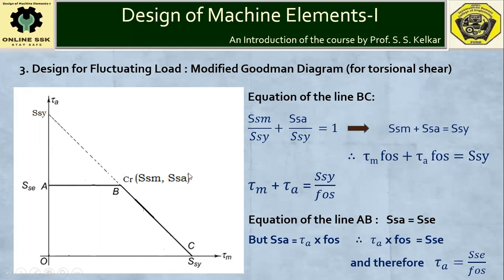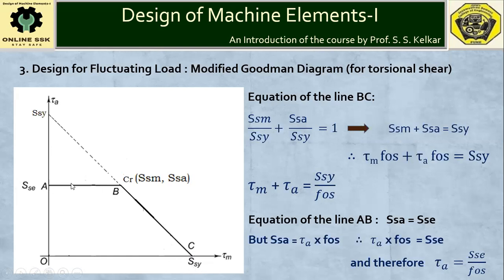Now the modified Goodman diagram for torsional shear will look as specified here. It will have predominantly two lines. One line joining the SSY on y-axis to SSY on x-axis. Now you can see here on x-axis mean torsional shear stress is considered. On y-axis amplitude of torsional shear stress is considered. The line joining SSY on y-axis to SSY on x-axis is the shear line. Here SSY is shear strength.